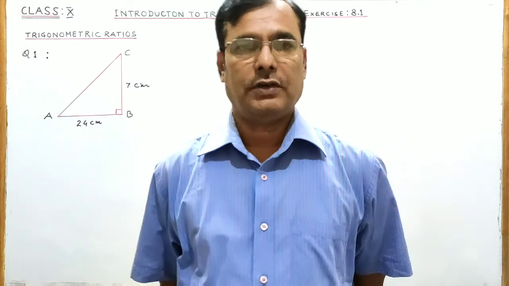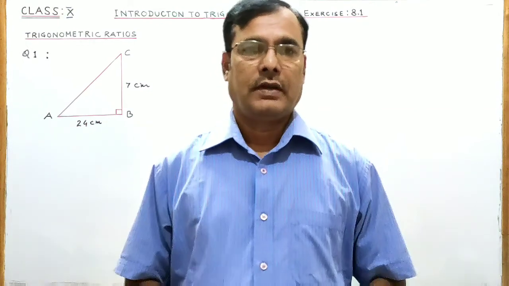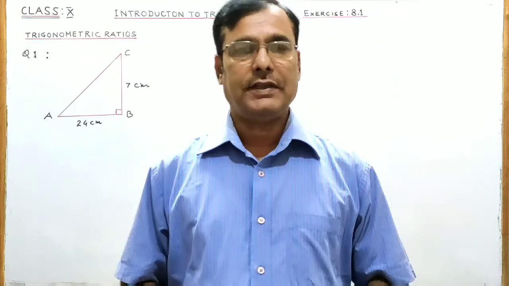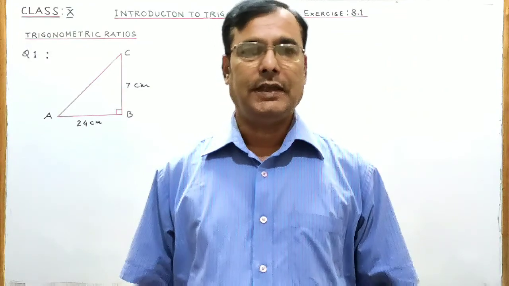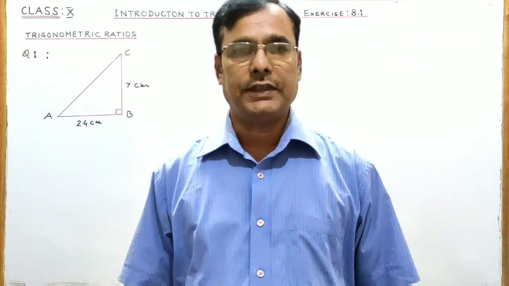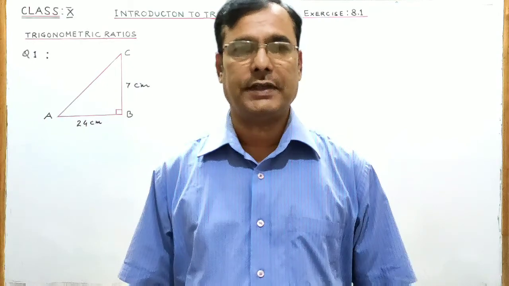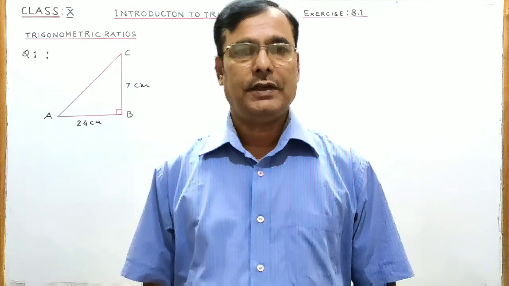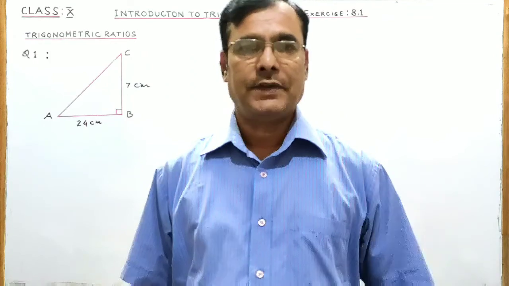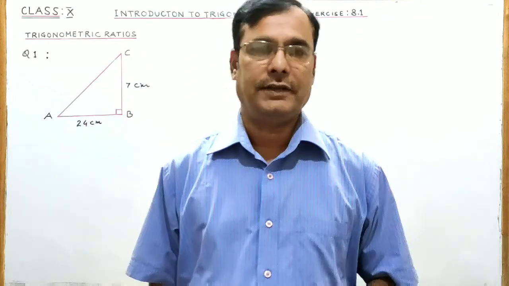Exercise 8.1 question number 1. In triangle ABC right angled at B, AB is equal to 24 centimeter, BC equal to 7 centimeter. Determine sin A, cos A, sin C and cos C.